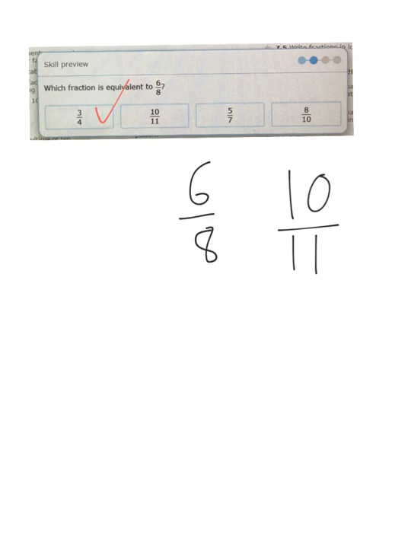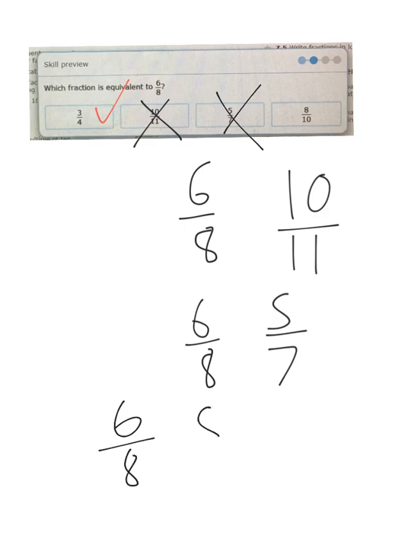6 times nothing easy equals 10, and 8 times nothing easy equals 11, so I don't like that one. Let's try 6/8 and 5/7. 5 times nothing easy equals 6, 7 times nothing easy equals 8, so that's no good. And then 6/8 and 8/10. Nope, doesn't work either. So definitely 3/4 is the one we want.